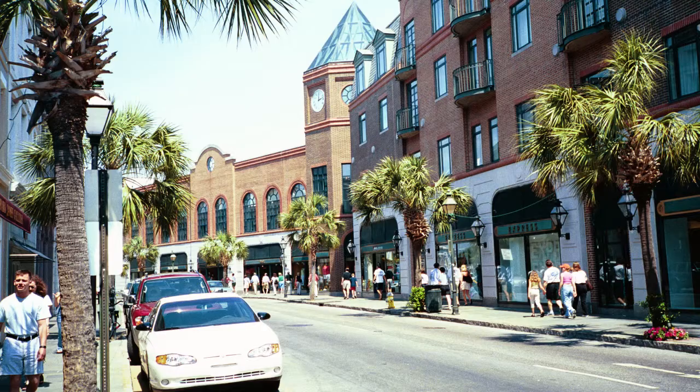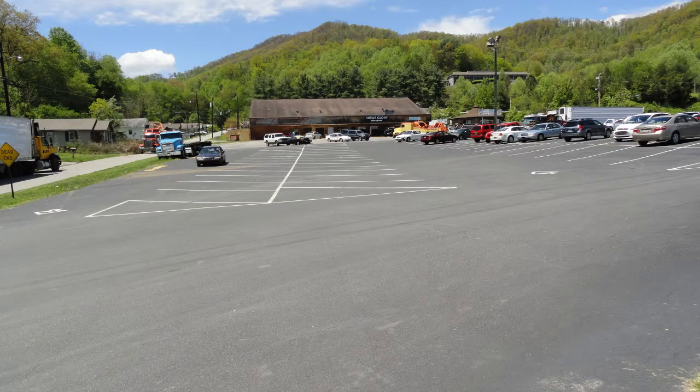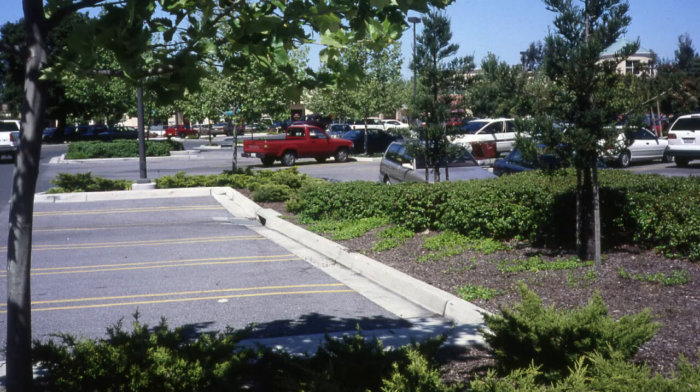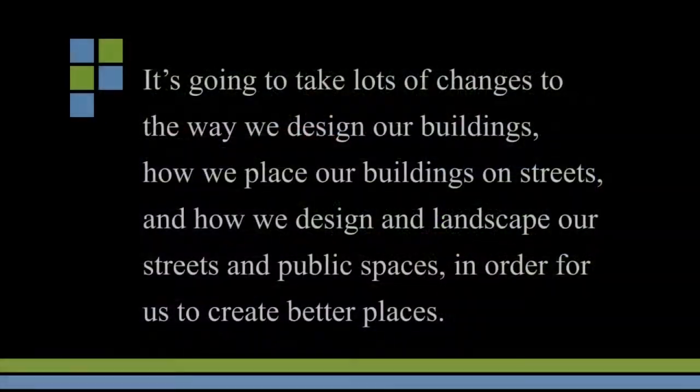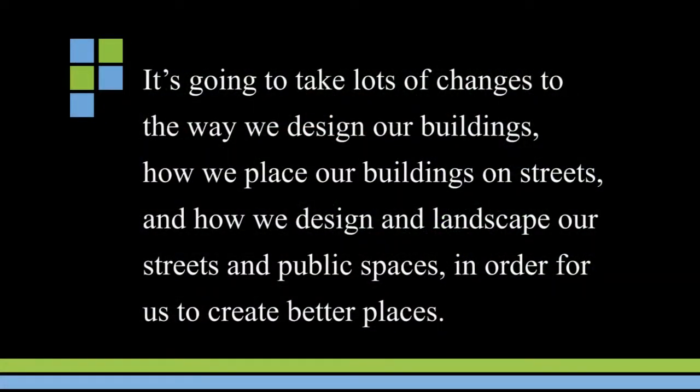What can we do to make better places that people and cars can share? Many of the elements that create these places are part of most typical zoning codes and road design standards. The solution goes beyond merely changing a single element, such as requiring substantial parking lot landscaping, although that is one part of the answer. It's going to take lots of changes to the way we design our buildings, how we place our buildings on streets, and how we design and landscape our streets and public spaces in order for us to create better places.